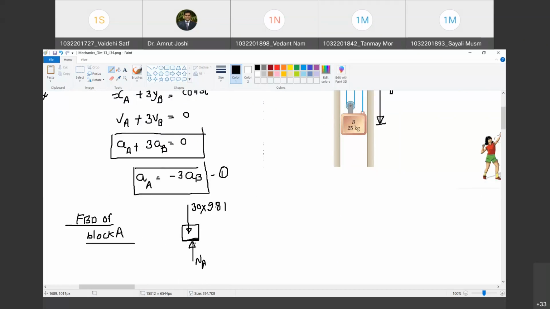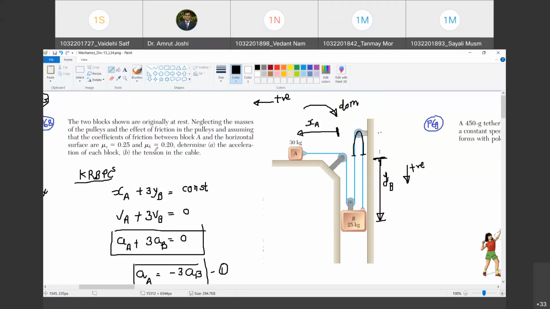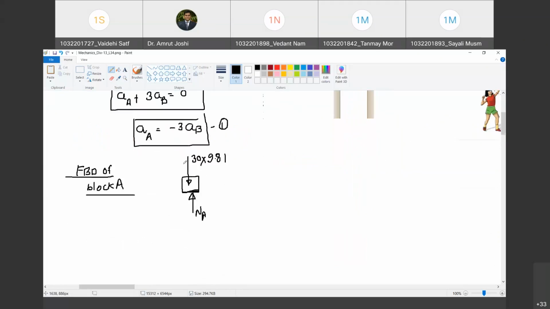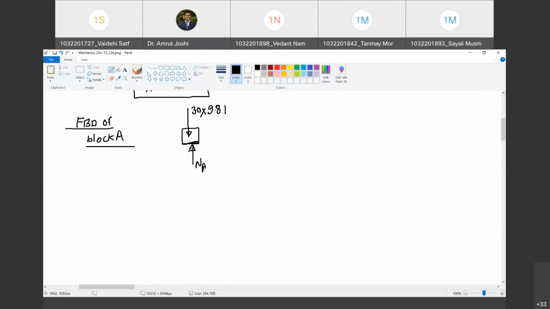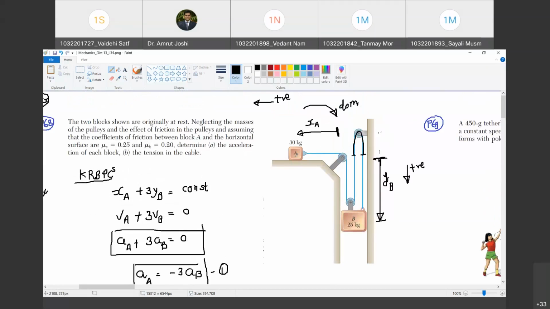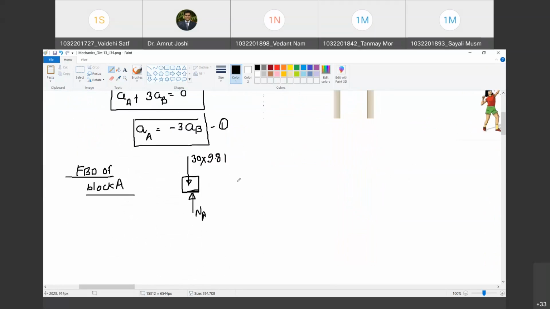We are going to have this as Na. And then the coefficient of kinetic friction between the two surfaces is given as 0.2. When motion commences, we have to consider kinetic friction. Motion is going to occur towards the right, so I am going to show friction as towards left, and that is going to be equal to 0.2 times Na.